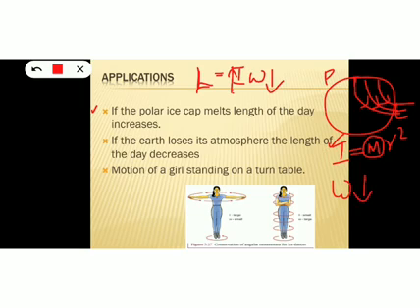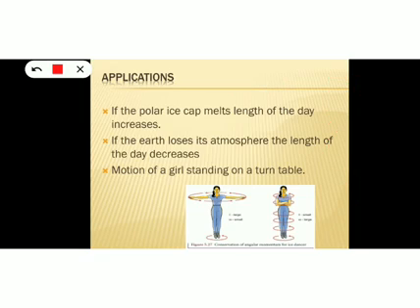That is, earth rotates slowly. If earth rotates slowly, the length of the day will increase. That will be the consequence, isn't it? Because the time taken by the earth to complete one rotation will be more. So the length of the day will increase. Only when earth completes one rotation, one day is over, isn't it? So length of the day will increase when the rotational speed of the earth decreases. So that is the first application.